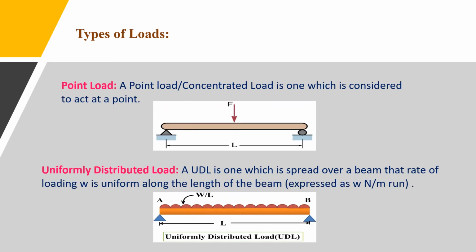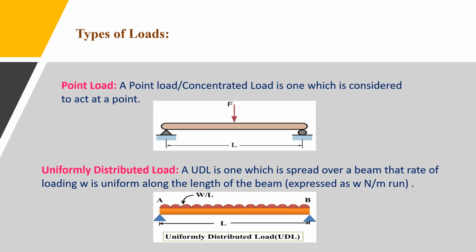Now let us see the types of loads. The bending, slope, deflection and shear force are all based on the external loading condition: how much load is acting on the beam and what the type of load is. So here we'll discuss the types of loads. Majorly there are three different types of loads: point load, uniformly distributed load, and uniformly varying load.